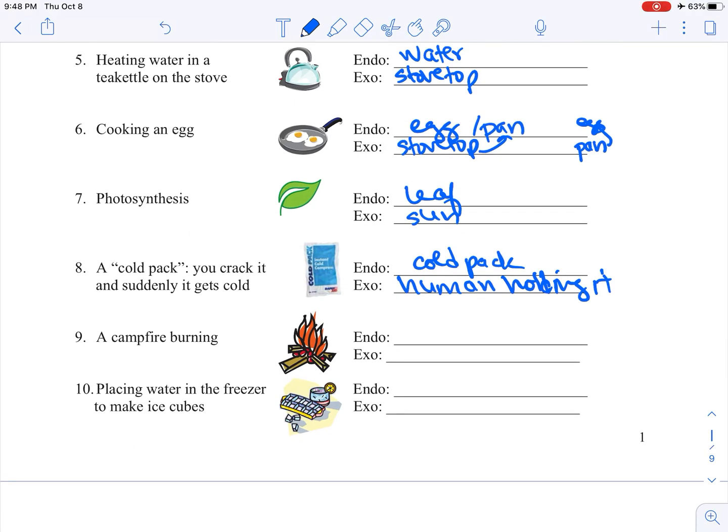A campfire burning. Well, this is easy because I know the fire is giving off the heat. What would be absorbing the heat? You could say the air. You could say people around it.